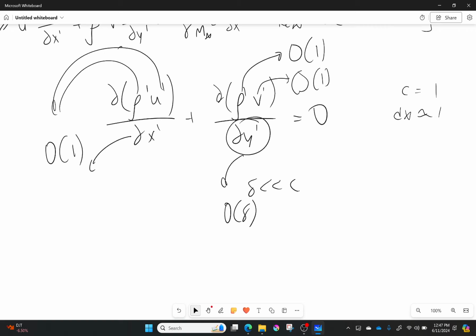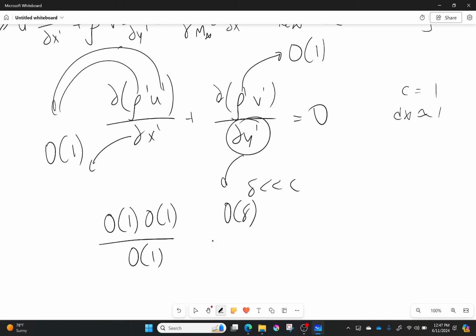Oh, I apologize. V prime is the one I didn't know. My bad. Okay, there we go. V prime, but it's not on the order of 1. Then if I want to solve for this, I'm going to solve for v prime and move everything around. Actually, I'll just replace everything I know is on the order of 1 first. So I have order of 1, order of 1 over order of 1 is equal to order of 1, v prime, over order of delta.